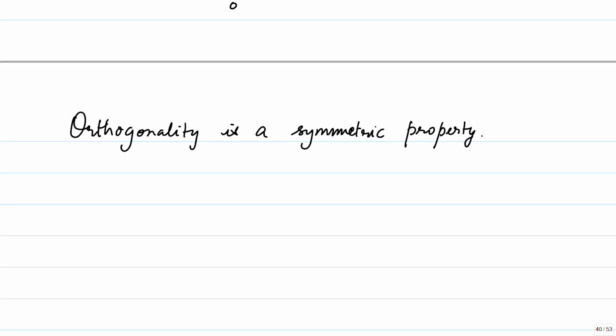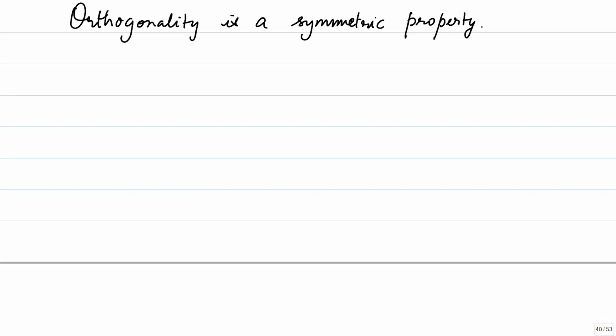Okay, so the next proposition which we will prove tells us that orthogonality is a property which is preserved if you consider a linear combination of vectors. So let me write down and clarify what I just said.